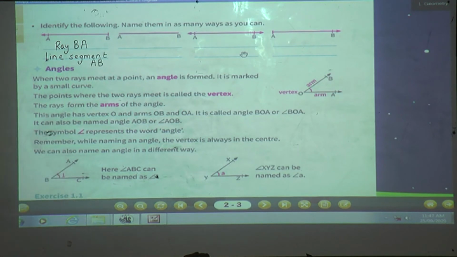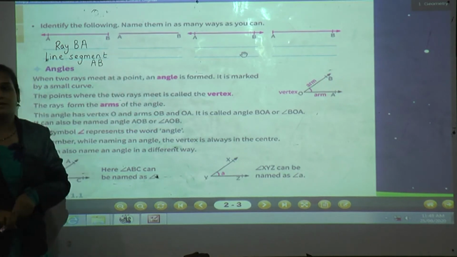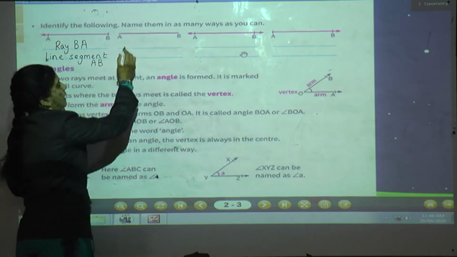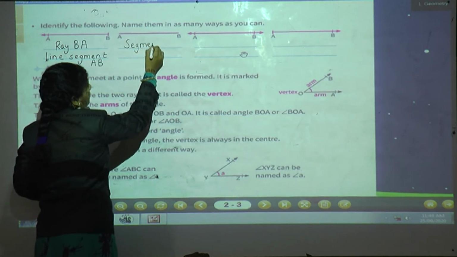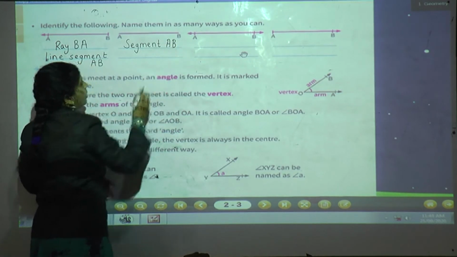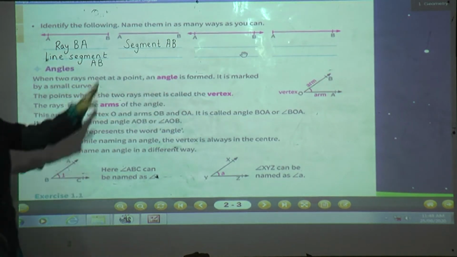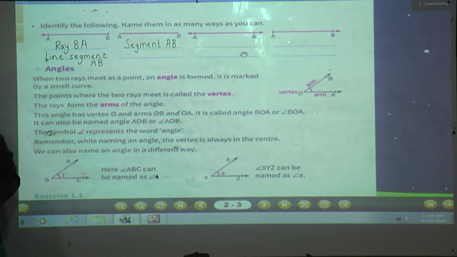See students, next figure, what is this? This is a line segment AB, because it has a beginning point and an end point also. So this is a segment.